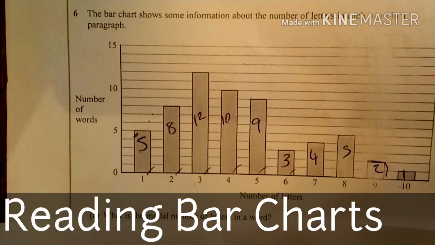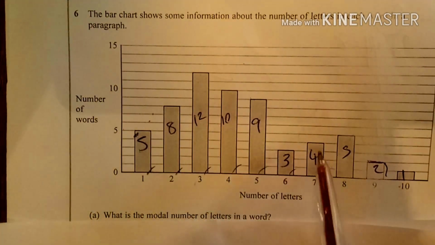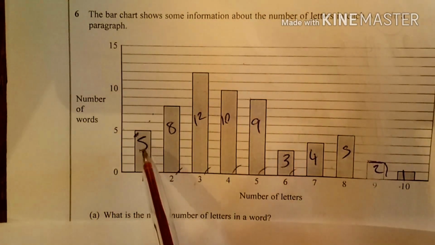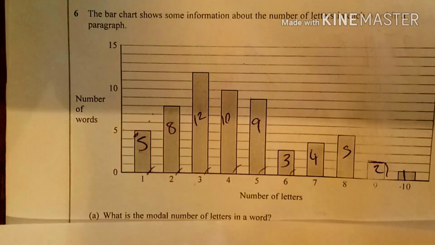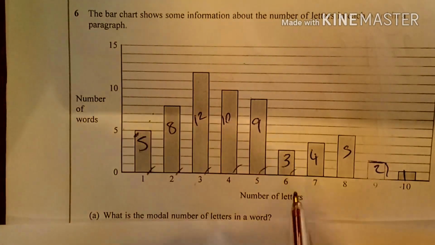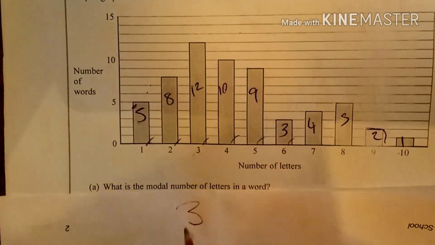Information about the letters in each word of a paragraph. What is the modal number of letters in each word? I've already filled out how much each of these bars is. I think it's the first thing you should do whenever you do any bar chart question. So it's 5, I've just read it off the scale on the left. The modal number is the most common number. So the most common number is 3, because 3 occurs 12 times. So it's going to be 3.